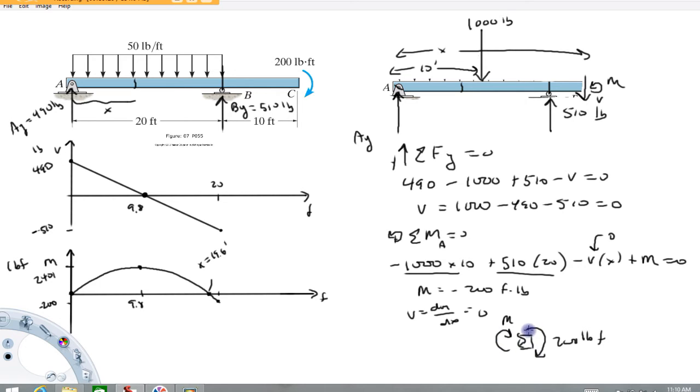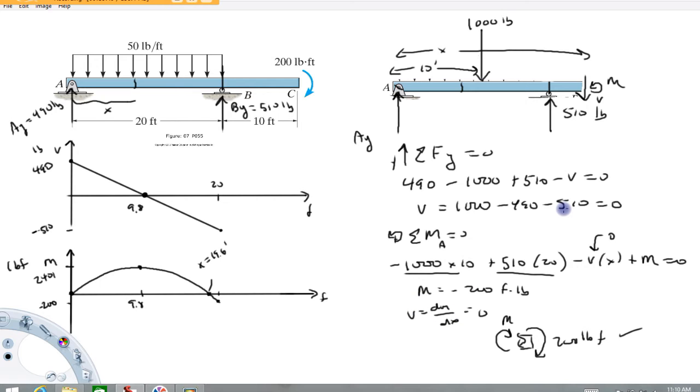There's no vertical loading of any kind here. And you'll notice here that this bending moment must be 200 foot-pounds opposite the direction shown. And that's why we've got a minus 200 foot-pounds here. So our internal moment is matching up the conditions at the end of the beam. And again, dM/dx here is 0, so that's a pretty good looking sign.